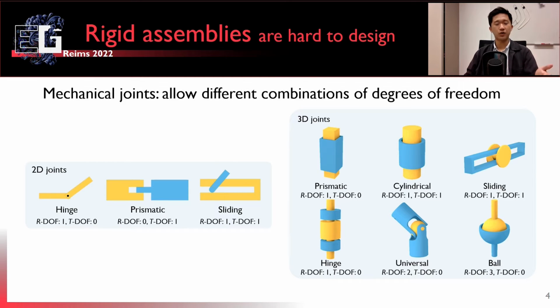Like in 2D we have hinge, prismatic joint, and sliding joints. And each one of them has different kinds of rotational degrees of freedom and translational degrees of freedom. And in 3D, it's going to be even more complicated because in 3D, we can have up to 3 rotational degrees of freedom and 3 translational degrees of freedom. So there are all different kinds of mechanical joints, and it's not a trivial task to come up with a systematic way to model all different kinds of mechanical joints at the same time.